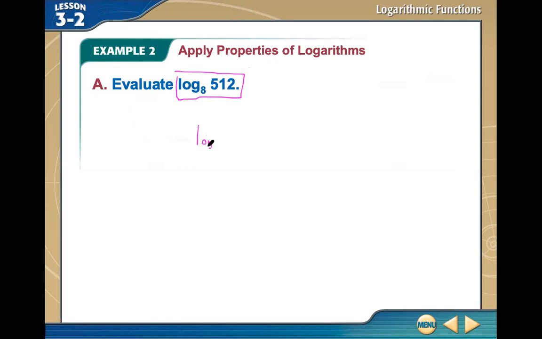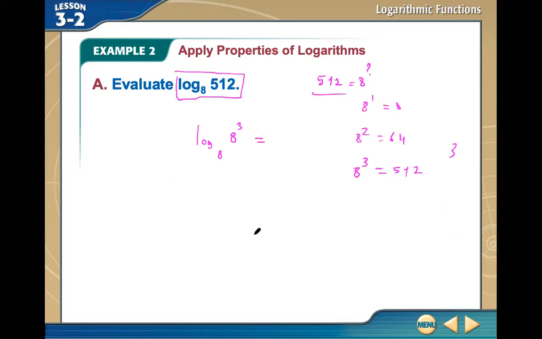Logarithm to the base of 8. Is it possible to express 512 as 8 to the power of something? Let me think. 8 to the power of 1, 8. 8 to the power of 2, 64. 8 to the power of 3. So 8 times 4, 32. 8 times 6, 48. 48 plus 3, 51. Yes, it is. That means instead of 512, I can write 8 to the power of 3.